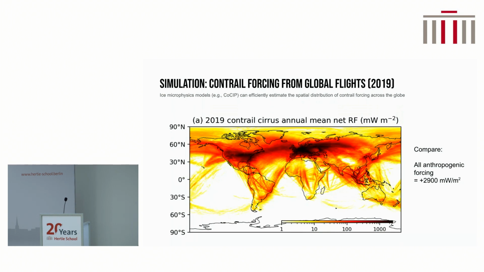If you look at the graph here, it's more than a watt per square meter of instantaneous radiating forcing. I'll explain what that means. Just to get you calibrated, all of anthropogenic warming is only about 2.9 watts per square meter. So just locally over Europe, contrails can be a substantial warming effect. So they may be actually melting your glaciers.